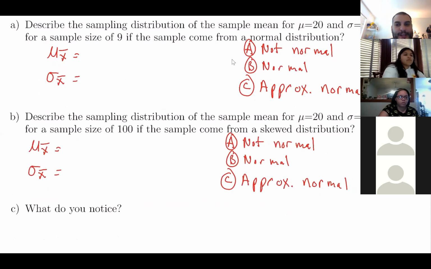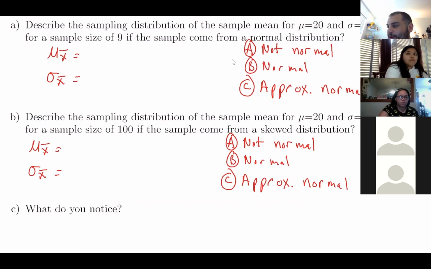All right, so let's go ahead and do the first one. First one we want is mu of x bar, which is equal to mu. What is mu in this case scenario? 20. Yeah, so mu is 20. So that's it. You have to tell me mu of x bar is equal to 20, because mu of x bar is equal to mu, and mu is equal to 20 in this case scenario.